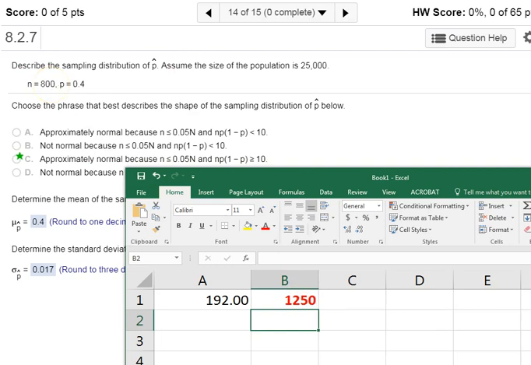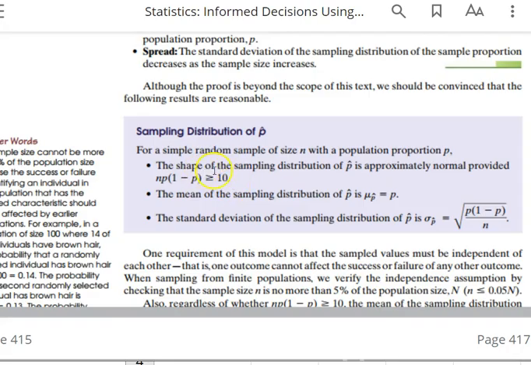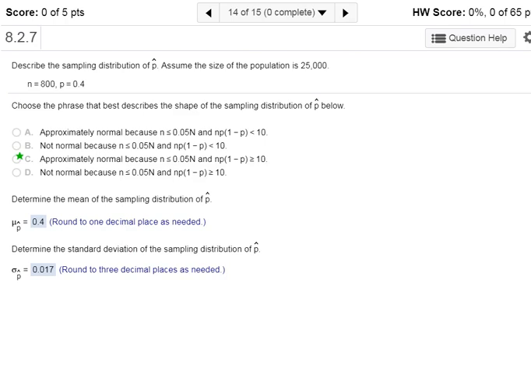Since we've met those two criteria, the being greater than or equal to 10 with that formula, and that the sample size N is no more than 5% of the population, we know the distribution of our proportion is approximately normal. For the next two parts of the problem, we'll look at the mean of the sample proportion and also the standard deviation of the sample proportion.